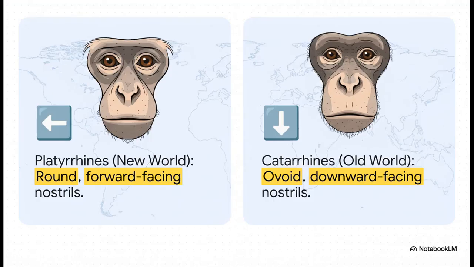And here you can see the difference side by side. It really is a tale of two noses. On one hand, you have the New World platyrhines, with those round, forward-facing nostrils we just talked about. But then you have the Old World catarrhines, and their nostrils are more ovoid or teardrop-shaped, and they point downwards. Honestly, this one simple feature is the absolute clearest way to tell these two massive groups apart.